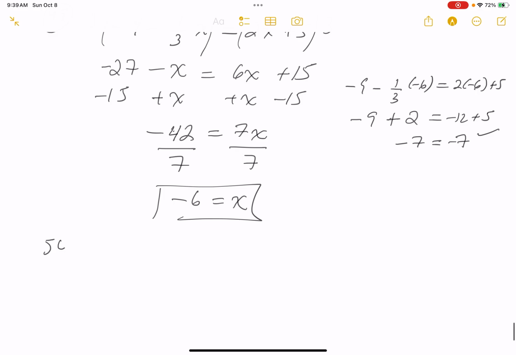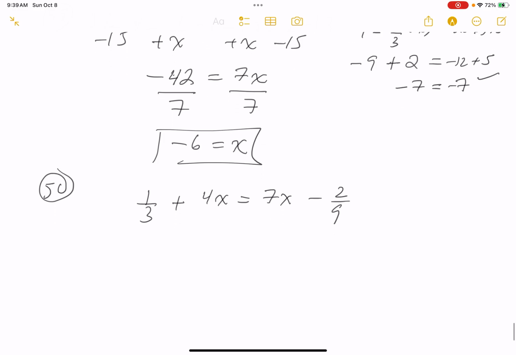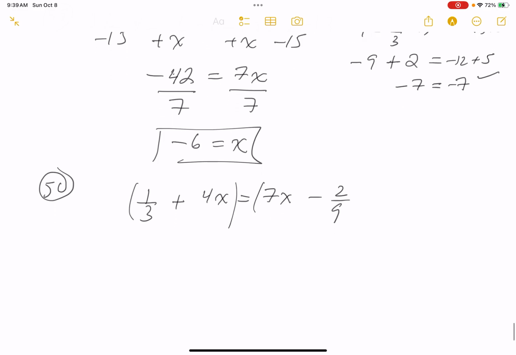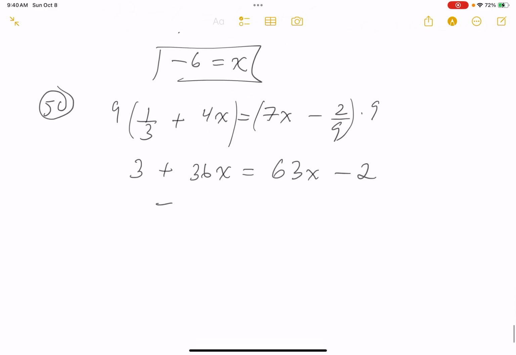Let's go to 50. And what's 50? Again, it's a more involved question. 1/3 plus 4x is equal to 7x minus 2/9. I'm going to do the same thing I did before, multiply both sides by the LCD, and the LCD is 9. What do you get? 3 plus 36x, 7 times 9 is 63, minus 2. What would I do here? I would subtract 36x from both sides, and I would add 2 to both sides.